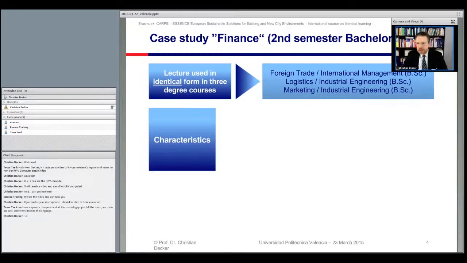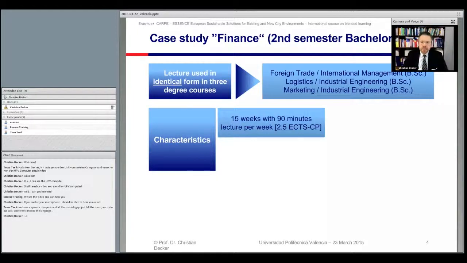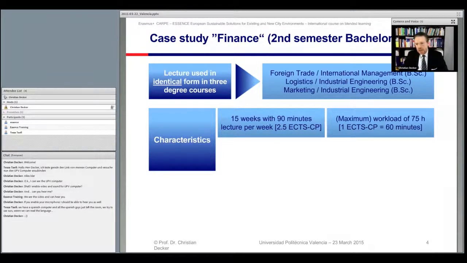What are the characteristics? Typically it's a 15-week lecture, and every week we have a session of 90 minutes, and this equates to 2.5 ECTS credit points. So that should give you an idea with respect to the workload. If we say 1 ECTS CP equals 60 minutes, that will be a maximum workload of roughly 75 hours.